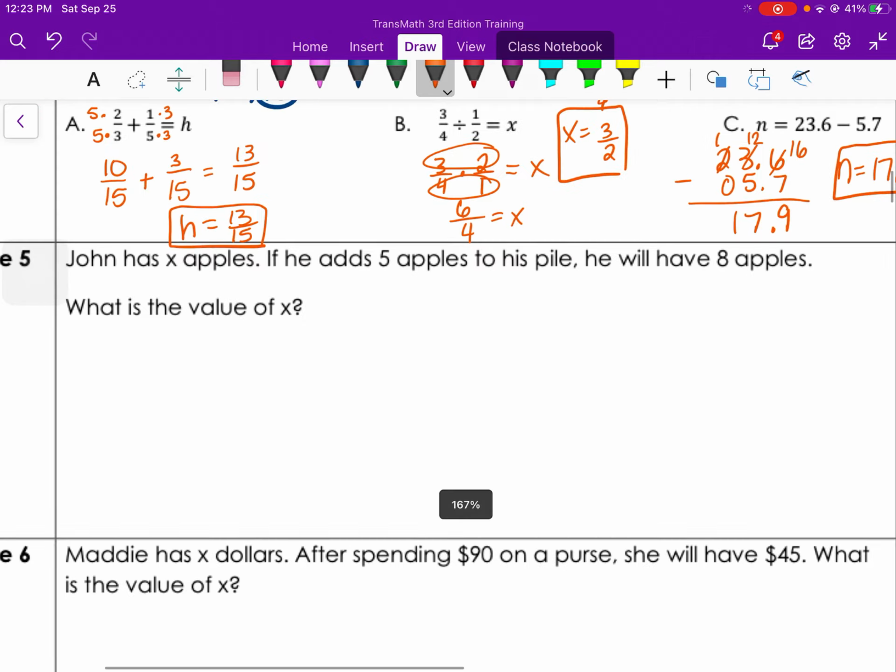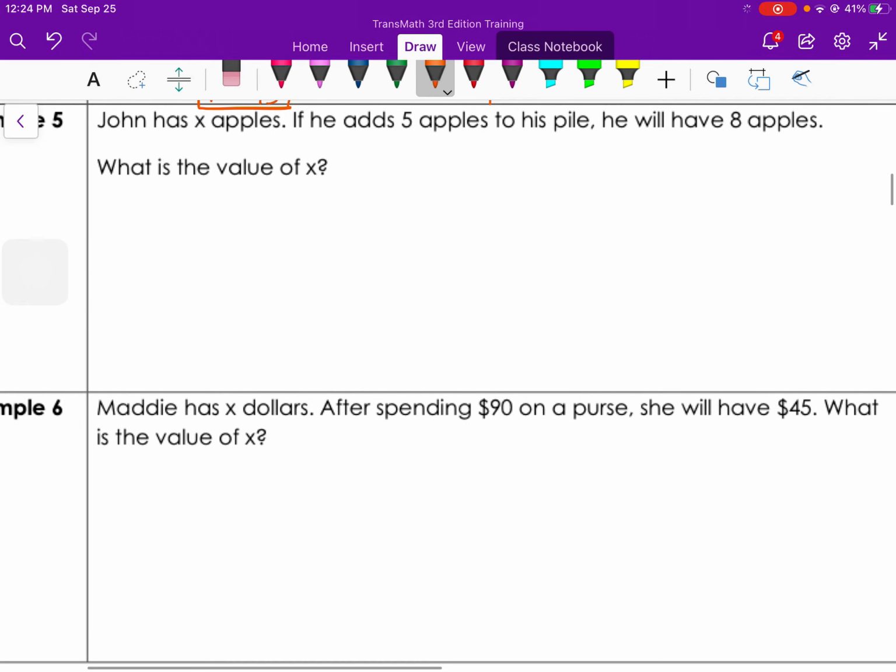All right, next we're going to look at a couple word statements and translate them into math equations or math sentences. So if John has X apples and he adds 5 apples to his pile, he will now have 8 apples. And then our goal is to figure out what is that value of X. So first, writing it into a math statement, John has X apples. He adds 5 to his pile. So that's addition, adds 5.